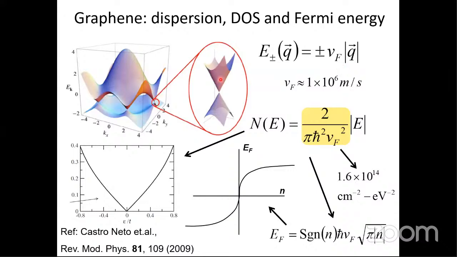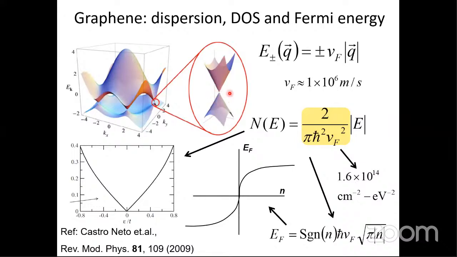So that is why this is called Dirac dispersion, because Dirac was the first one to use this aspect for describing electrons and positrons and so on in the relativistic limit. Okay, so one of the consequences of this linear dispersion is the density of states. If you look at charge neutral graphene, it will have its Fermi energy right at the Dirac point. So when you go away from the Dirac point, you will see a variation in density of states.